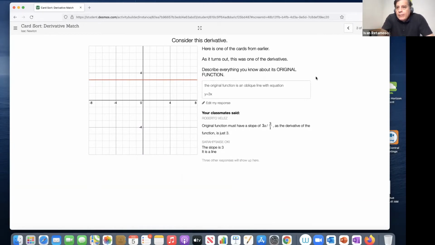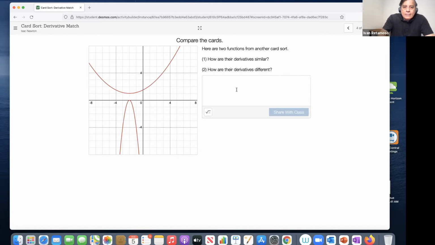Probably we can go over one or two more challenges. Let's see what comes next. Another one here says, here are two functions from another card sort. How are their derivatives similar? How are their derivatives different?